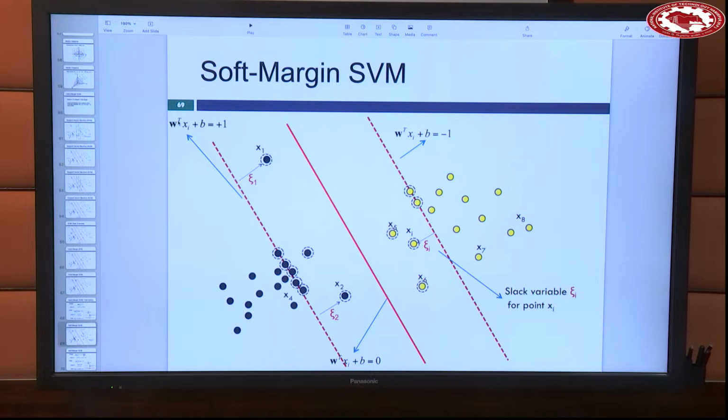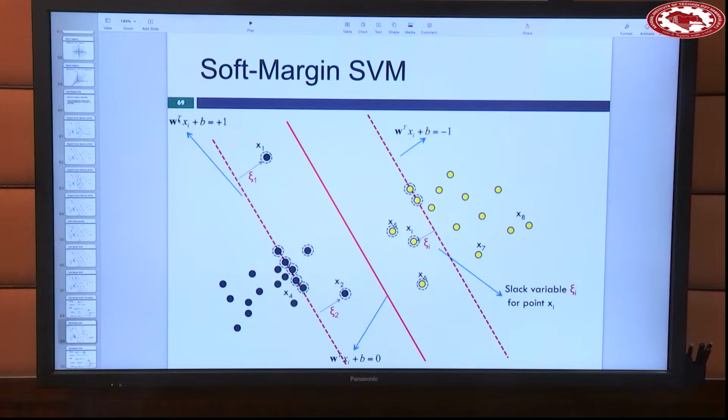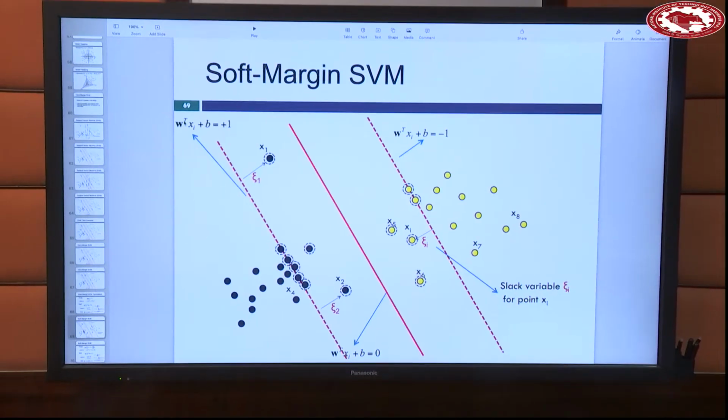Only support vectors you need to draw the plane to get the model, and prediction is done. So you have a data point, you know the W vector, the weight, and you know the bias value B. You can compute whether it is lying on the main plane, W transpose xi plus B equal to 0, or W transpose xi plus B is greater than or equal to plus 1, or less than or equal to minus 1. Accordingly, you can decide the class. So just compute the value. If it is on either side of the marginal plane, you can decide the class.